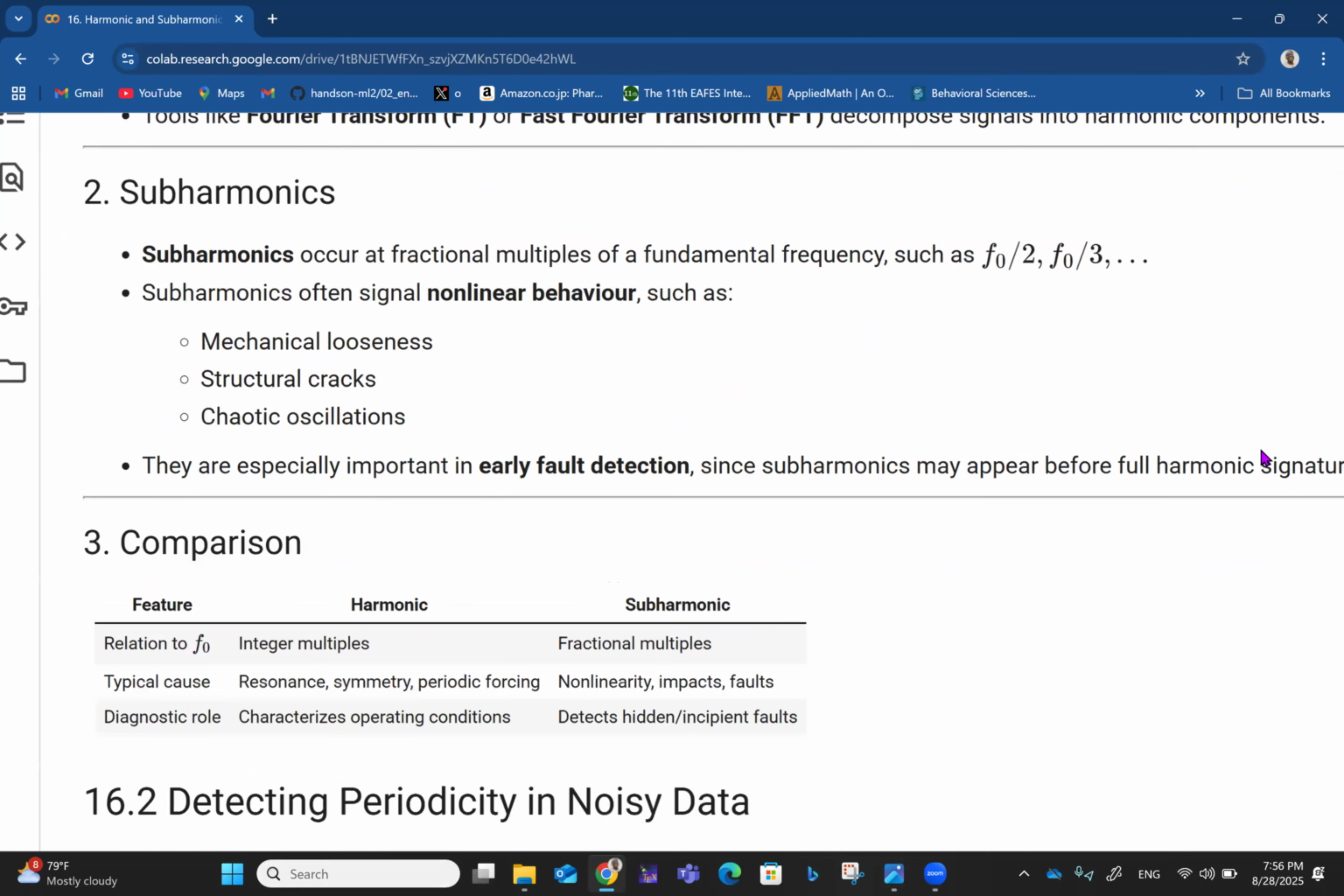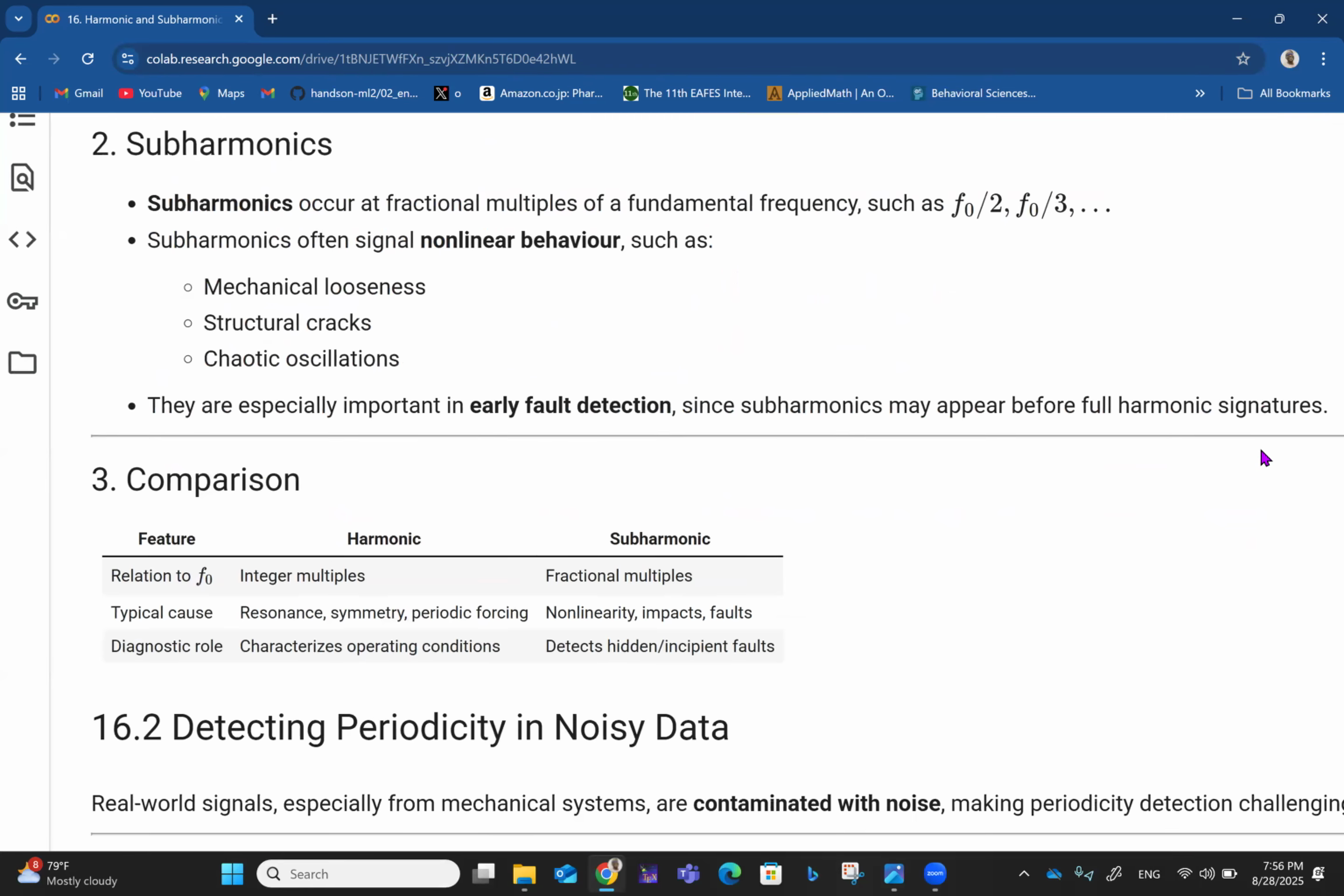All right. So we have subharmonics also. Subharmonics occur at fractional multiples of a fundamental frequency, such as f naught over 2, f naught over 3, and so on and so forth. Subharmonics often signal nonlinear behavior, such as mechanical looseness, structural cracks, and chaotic oscillations. They are especially important in early fault detection, since subharmonics may appear before full harmonic signatures.